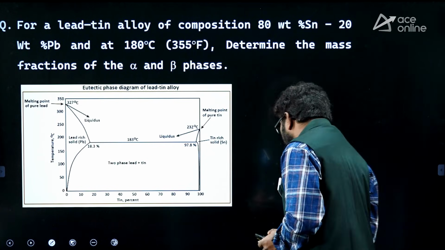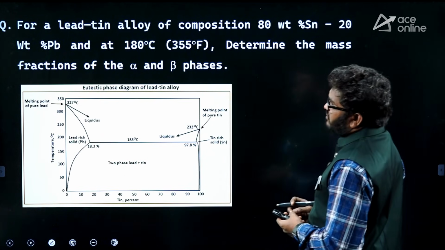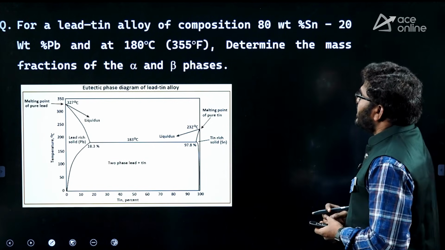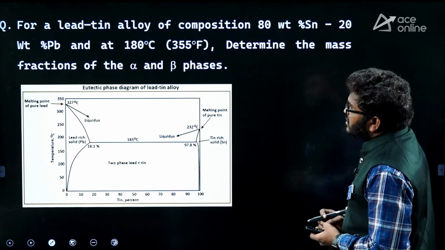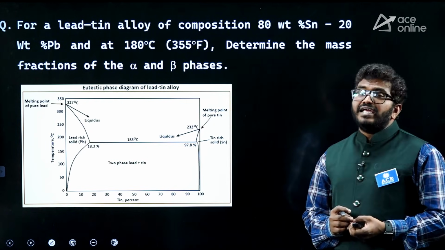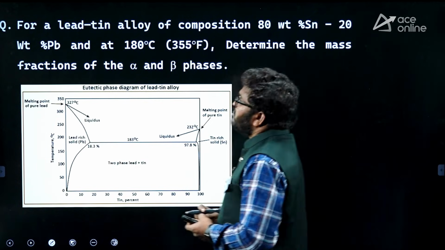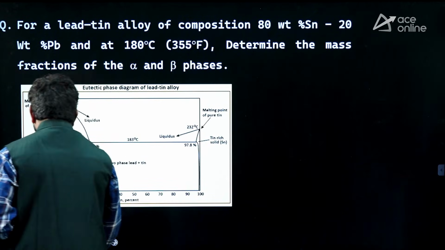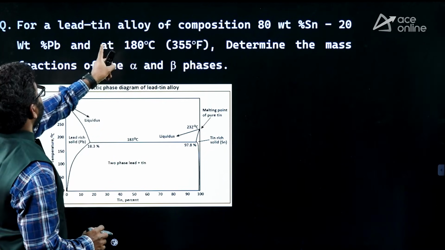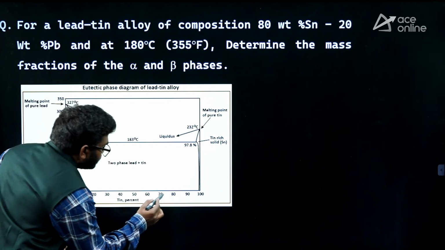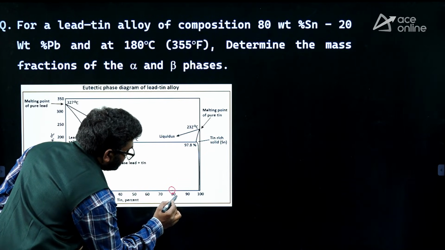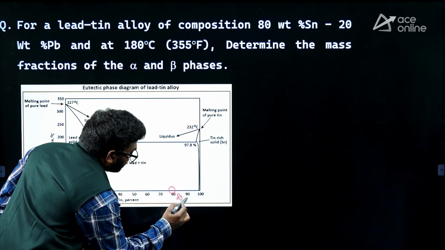80 weight percent of tin and 20 weight percent of lead, and at 180 degrees Celsius, determine the mass fraction of alpha and beta. So, they are asking to calculate the mass fraction of alpha and beta. Very simple question it is. See, 80 percent of tin, 20 percent of lead.